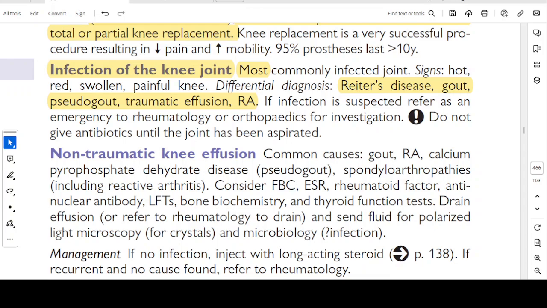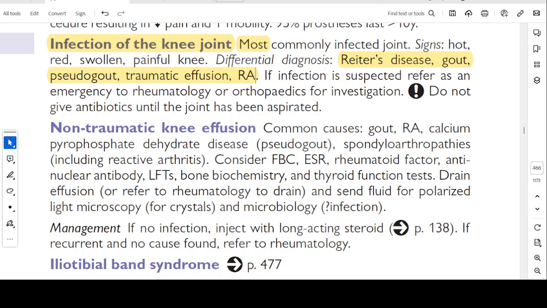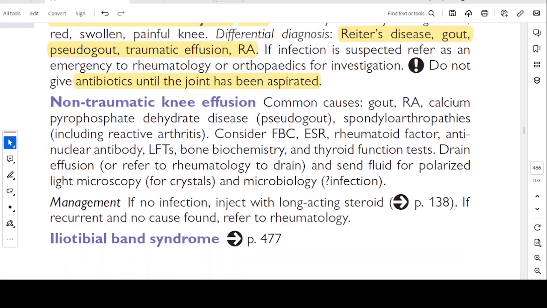If infection is suspected, refer as an emergency to rheumatology or orthopedics for investigation. Do not give antibiotics until the joint has been aspirated. So whenever you think there is septic arthritis of the knee joint, do not give antibiotics until the knee joint has been aspirated.